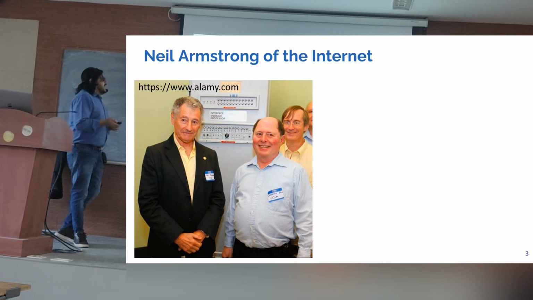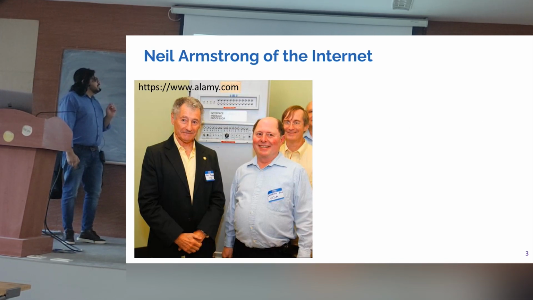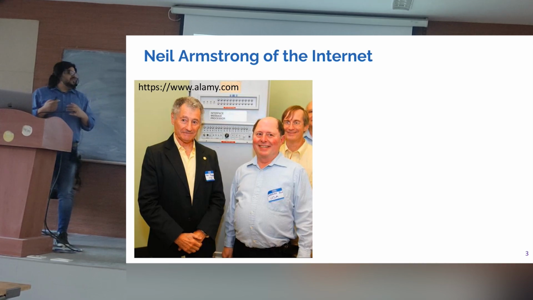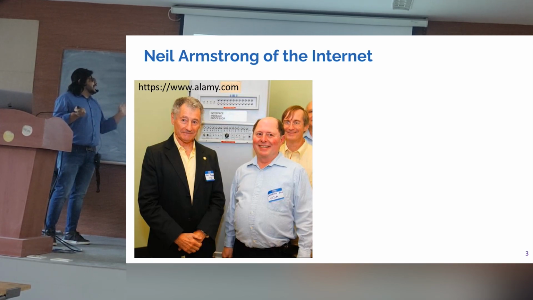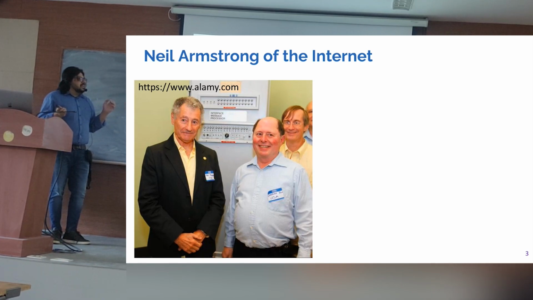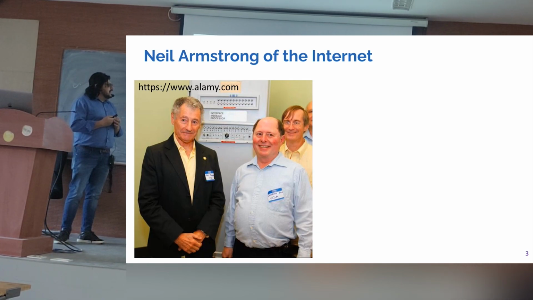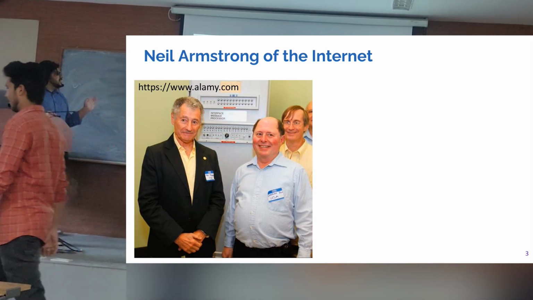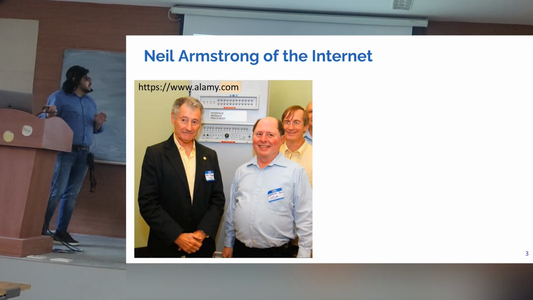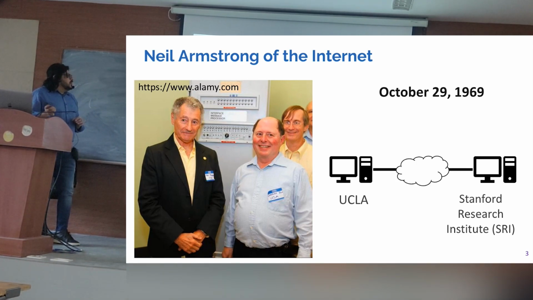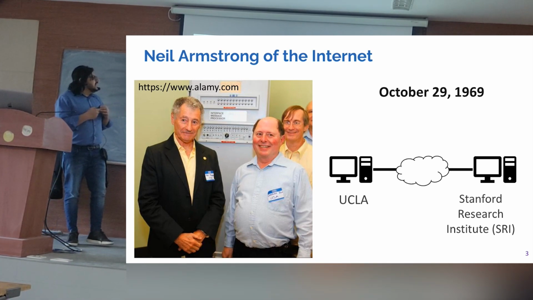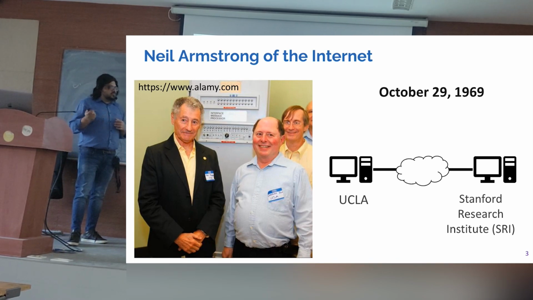All right, so let me start with a little anecdote, or rather a story. We all know about Neil Armstrong, who set his foot on the moon. A lot of people worked on that project, but his name became the most famous. These people here are kind of the Neil Armstrongs of the internet. The guy on the right was the first one to send the first message on the internet that was successfully delivered. The person to his left is actually his advisor, Leonard Kleinrock. This was back on October 29, 1969, when these people were sitting at UCLA, trying to send messages to Stanford Research Institute.